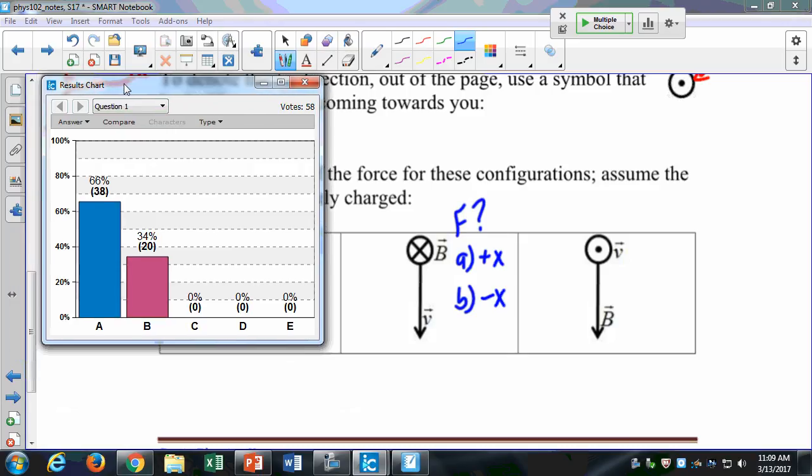Okay, so let's see. Fingers in the direction of Z. B is into the page, so that's B like this, because it folds into B. It goes in the positive x direction, so A is the correct answer there. Let's try this next one.